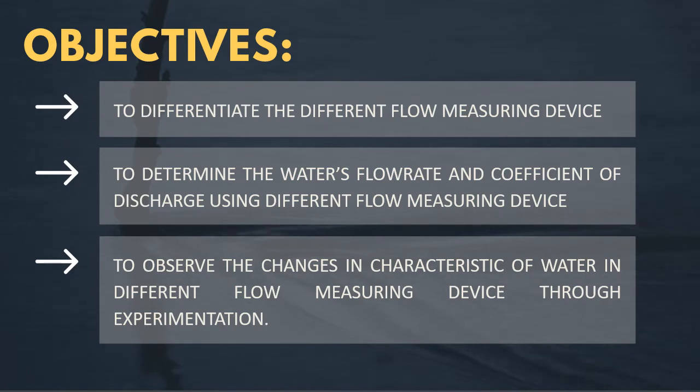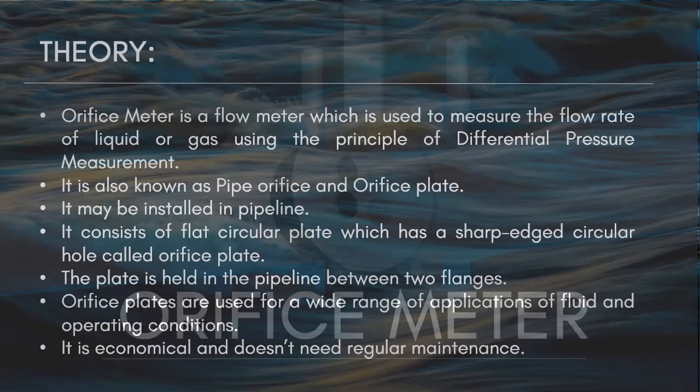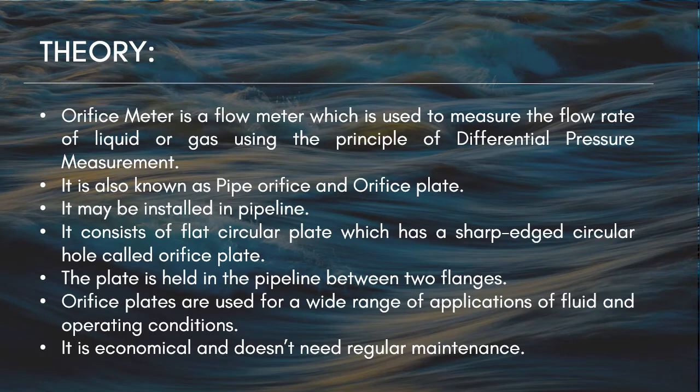One example of a flow measuring device is the Orifice meter. Theory: An Orifice meter is a flow meter which is used to measure the flow rate of liquid or gas using the principle of differential pressure measurement. It is also known as pipe orifice or orifice plate. It may be installed in a pipeline. It also consists of a flat circular plate which has a sharp-edged circular hole called an orifice plate.